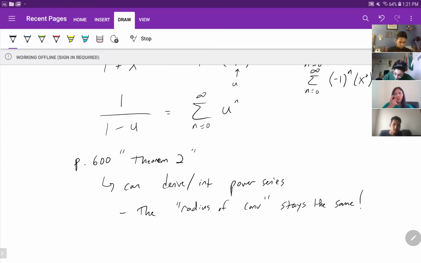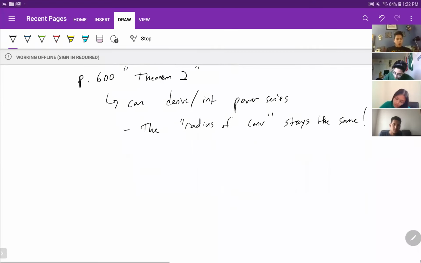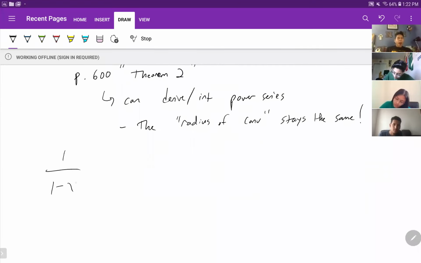So let's say I had a function and I knew the series and I derived it. Well, if I knew the radius of convergence of the original function, I don't have to do the ratio test again to see what the radius of convergence is. I just know what it is. I get it for free when I derive it. Do you guys get what I'm saying? So watch. If I have 1 over 1 minus x, I'm gonna keep this easy, right?